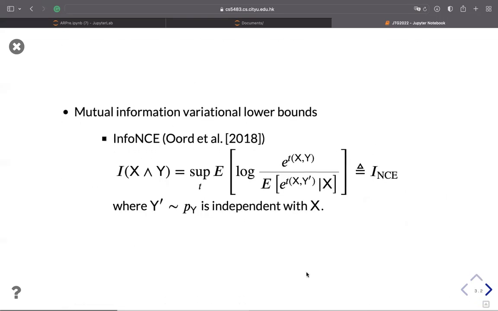Another type of MI estimator is called mutual information variational lower bounds. For example, InfoNCE can be defined as this formula, where y prime is distributed as Py and is independent of x.